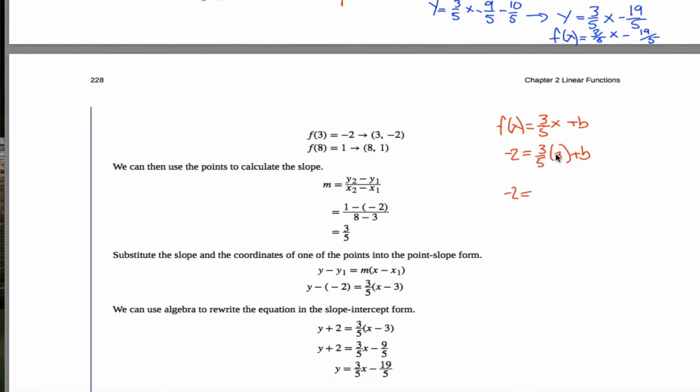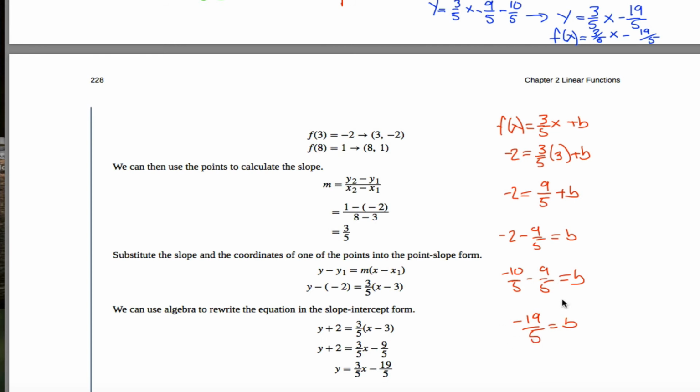3/5 times 3. Think about this 3 as 3 divided by 1. 3 times 3 is 9. 5 times 1 is 5. To get the b by itself, subtract 9/5 from both sides of the equation. This might be looking a little bit familiar. -2 minus 9/5 is -10/5 minus 9/5. So I got that b is -19/5.